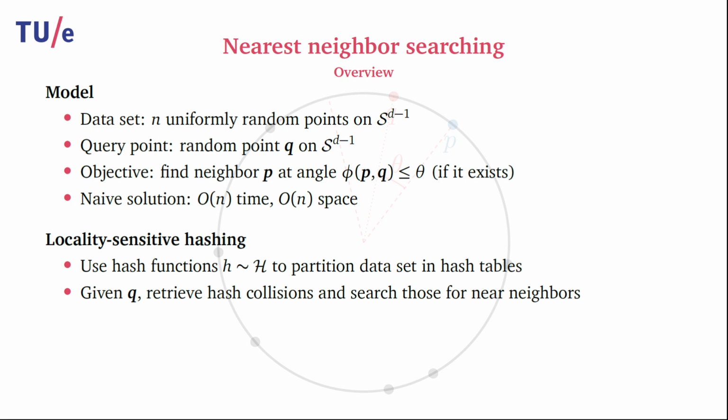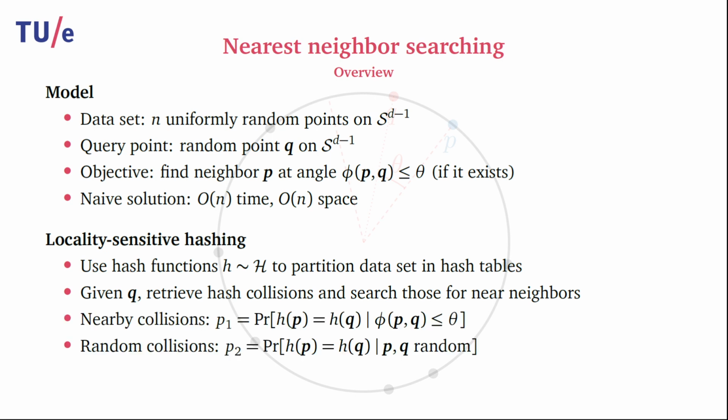I will get to that later, like how it works. So if we use this locality-sensitive hashing framework, then commonly we are interested in two quantities, namely the collision probability for nearby vectors. So P1 here denotes the probability of getting the same hash value if two points are at a small angle from one another.